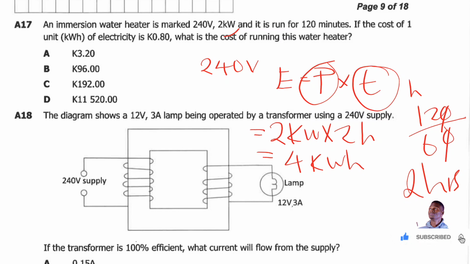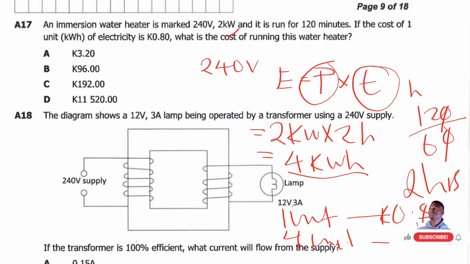So what we're going to do, we're going to say 1 unit is 0.80 kwacha here. Then 4 units, this is 4 units kilowatt hour. 4 units will cost how much?